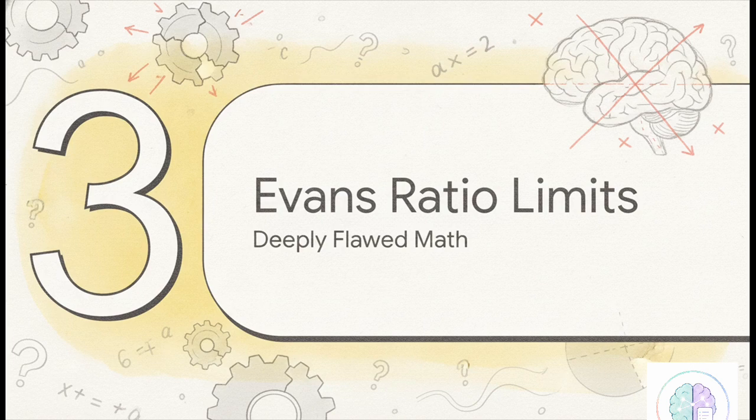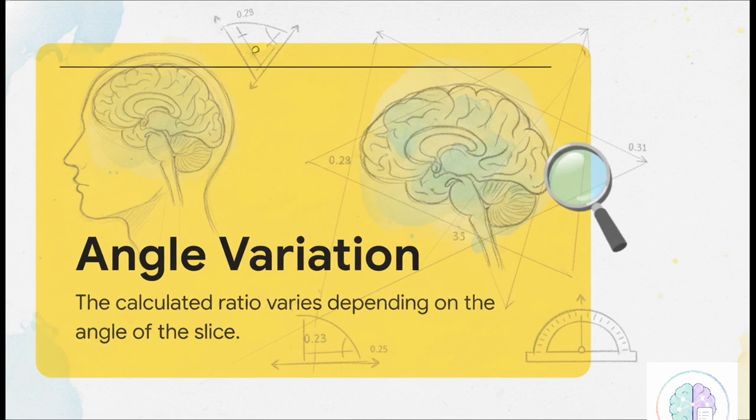We are about to completely tear down the math we just learned. First massive problem, your result isn't absolute. The ratio actually fluctuates depending on the exact angle of the axial slice. Just a slight tilt of the patient's head or the scanner itself can literally change your diagnostic number. There's no way around it.